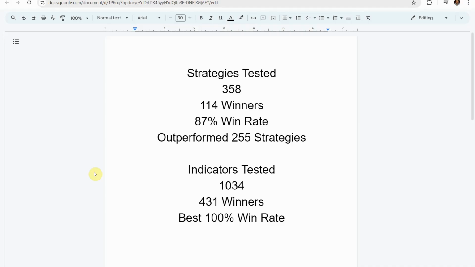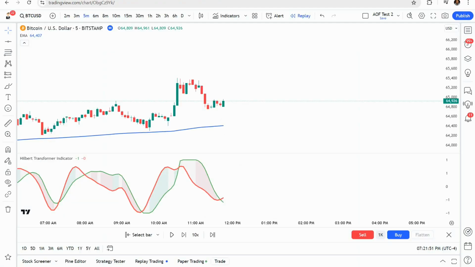Alright, as I said, today we will be testing a crypto scalping strategy. Before we do though, I wanted to put the testing scoreboard up for everyone to see. So to date, we have tested a total of 358 different strategies, with 114 of them being winners. The best one so far was able to achieve an 87% win rate. That was achieved using the Academy of Forex indicator. And so far, since we've been keeping track, it has outperformed 255 of the other strategies that we have put it up against, every single one so far. We've also tested a total of 1,034 indicators, with 431 of them being winners.